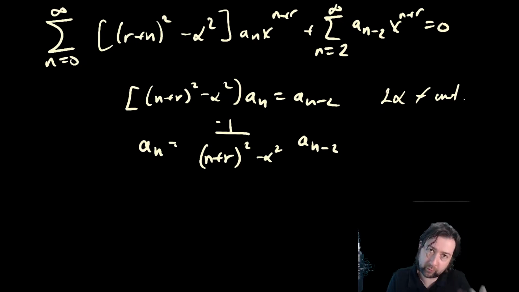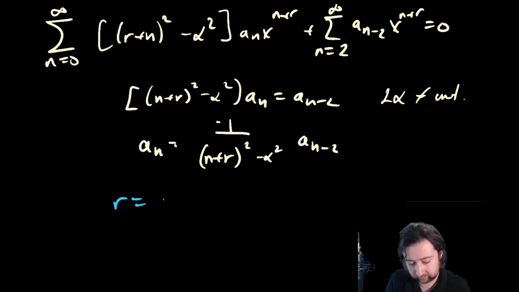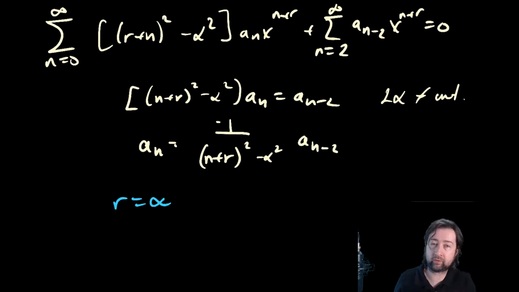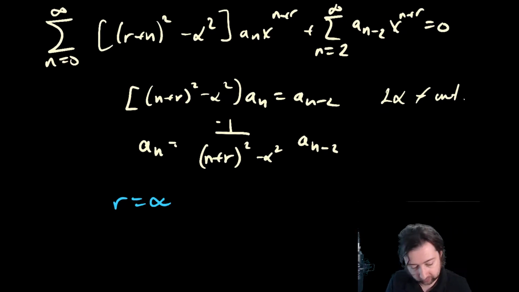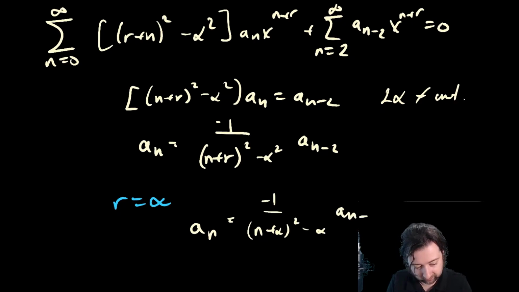Now, if you put in r is equal to alpha, that we know must be one of the values of r for which this recurrence relation generates a solution, then the recurrence relation turns into a_n is equal to minus 1 over n plus alpha squared minus alpha, a_{n-2}.